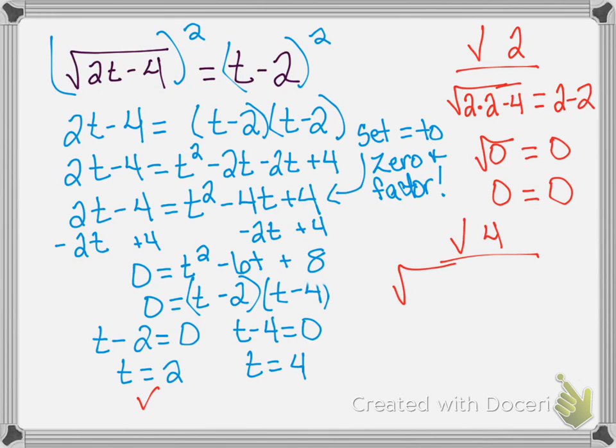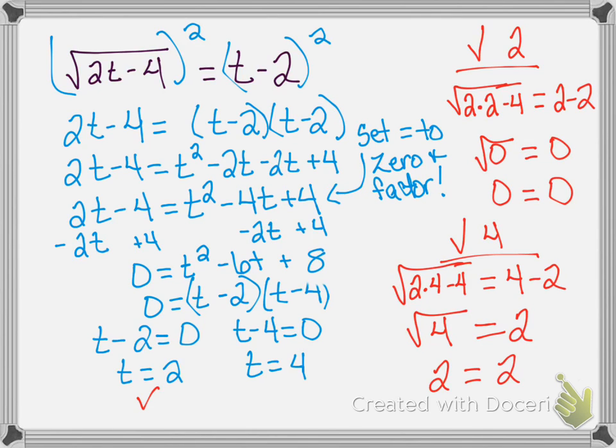4. I've got the square root of 2 times 4 minus 4 equals 4 minus 2. 2 times 4 is 8. 8 minus 4 is? 4. Good. What's 4 minus 2? 2. Square root of 4 is 2. So does this one work? Yes.